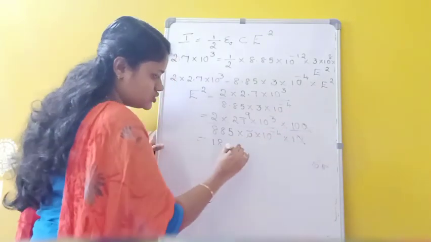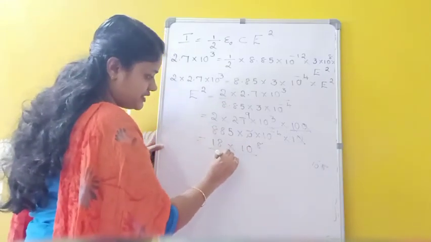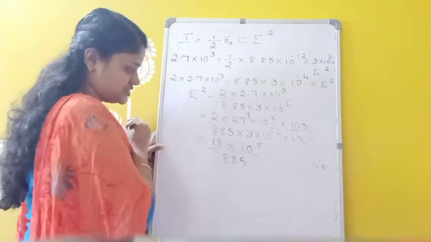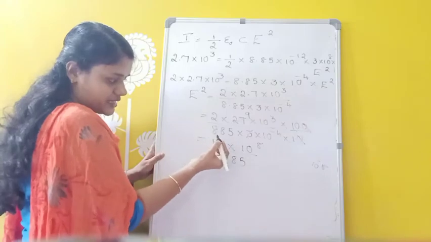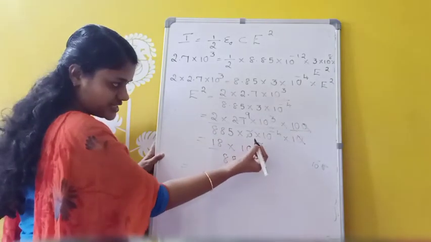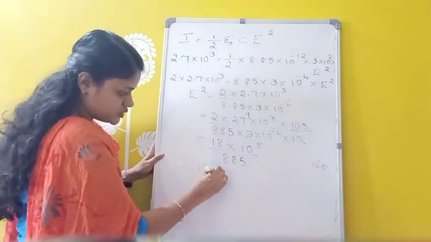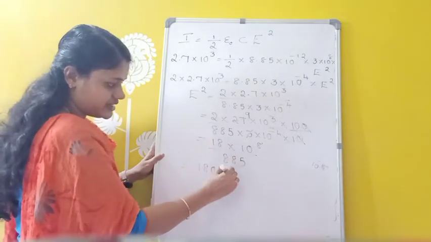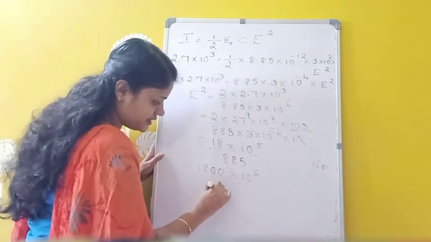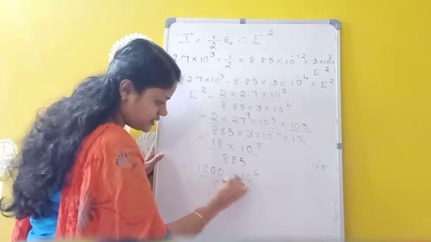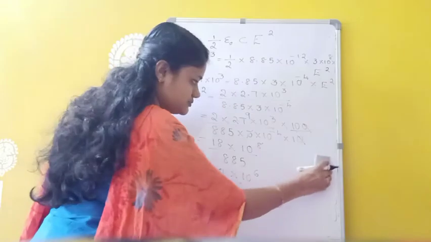raised to 8 now. So we have 10 raised to 8 divided by 885. Here the denominator is a 3-digit number, so in the numerator I am taking a 4-digit number. That means from 10 raised to 8, I am taking one 10 square here. So we can write 1800. One 10 square I have taken here, remaining we have 10 raised to 6, divided by 885. Now we divide 1800 by 885.